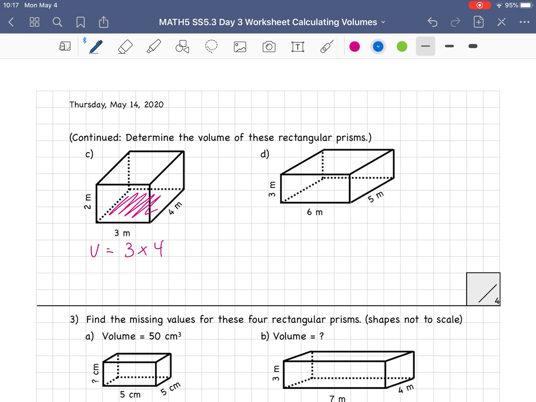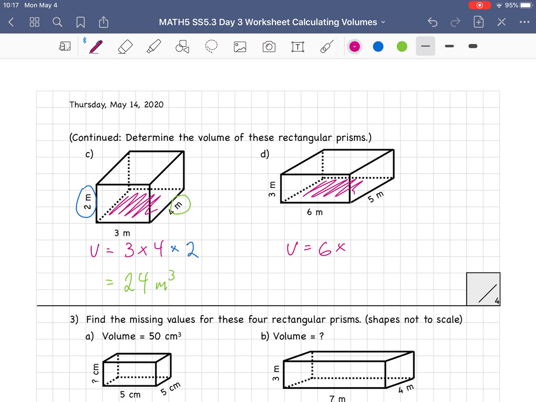Determine the volume of these rectangular prisms. So we do the area of the base, 3 times 4, then we times that by the height. And 3 times 4 is 12. 12 times 2 is 24 cubic meters.